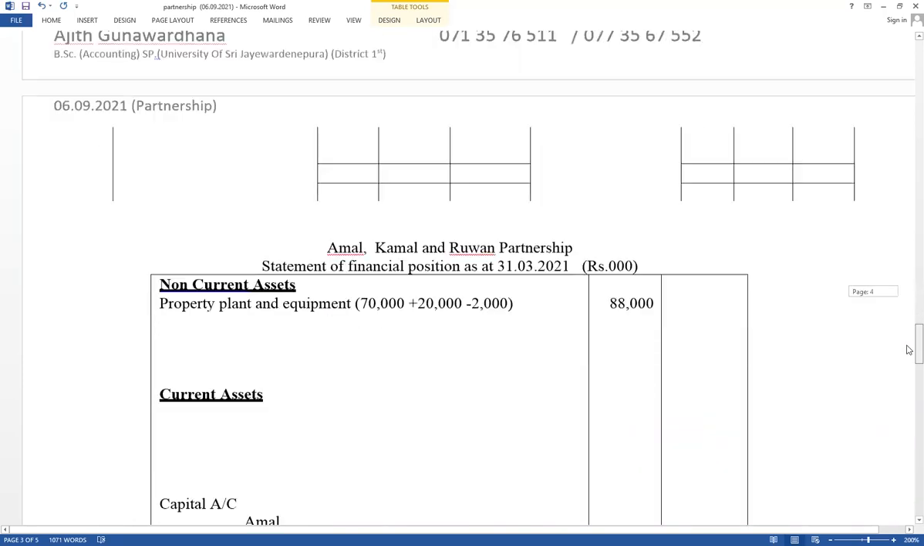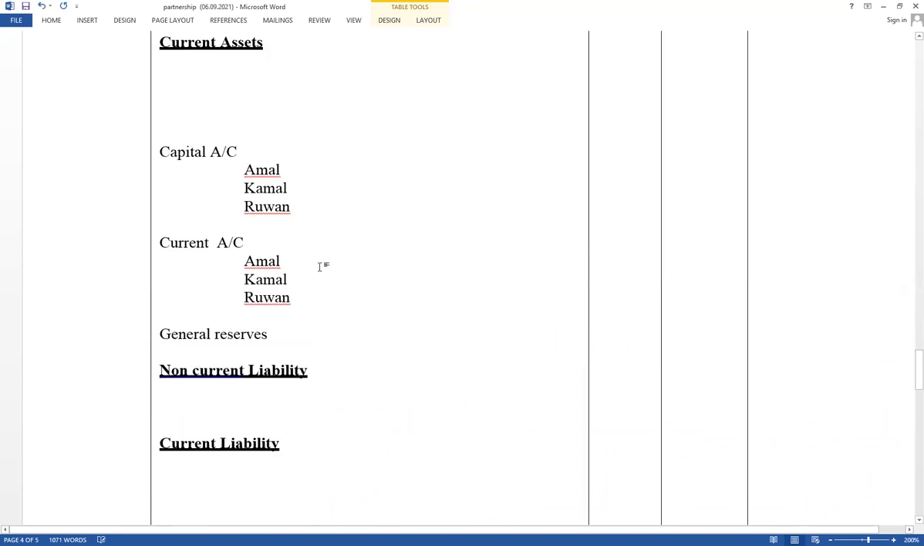Record it under capital. First one 35,000. Capital accounts: those are the capital account balances. 35,000, 26,000 as well as 29,000. The closing capital account balance will be included in the financial position also.